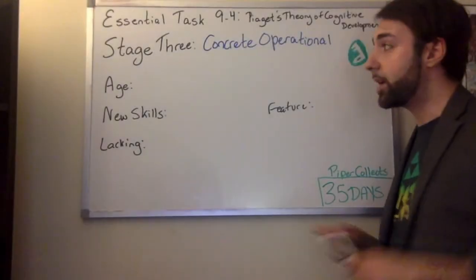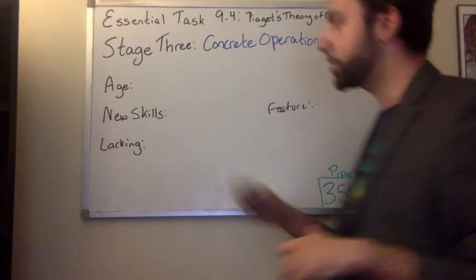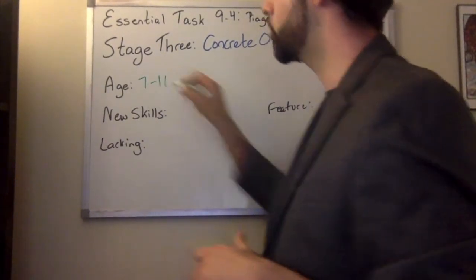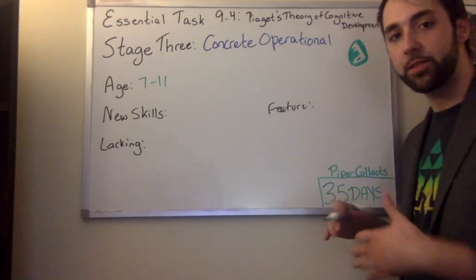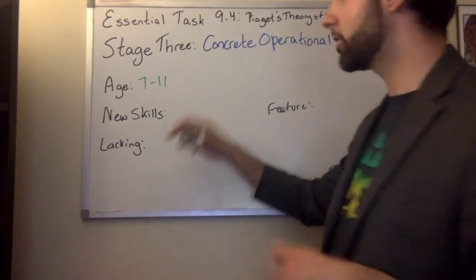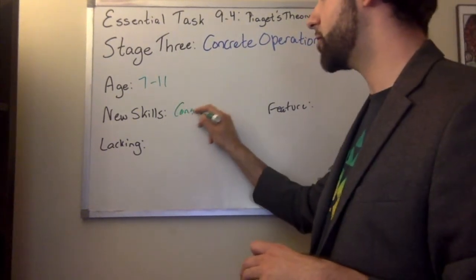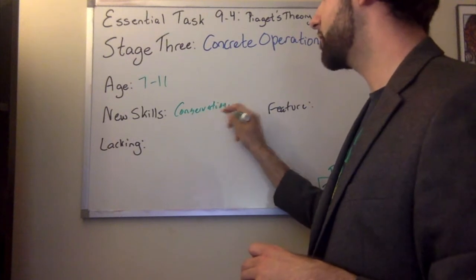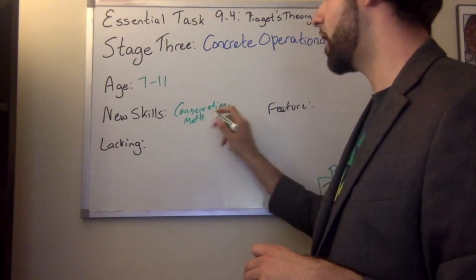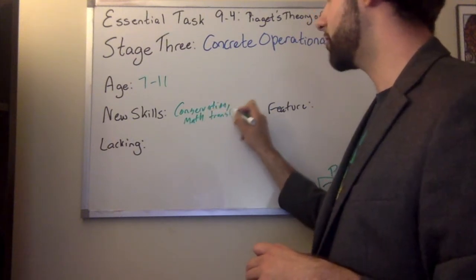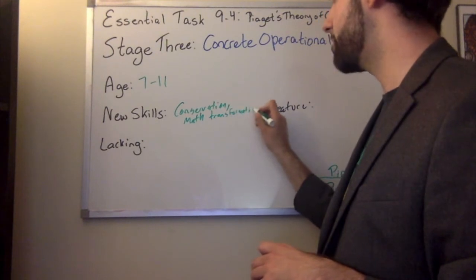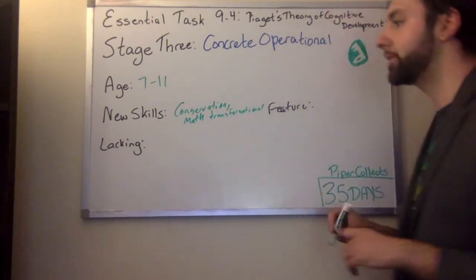The third stage is what we call the concrete operational stage, and we're looking at the years of about 7 to 11. A couple new skills clearly developed by this age. Children at this point definitely have conservation, and their math skills really begin to take off. They can start to do sort of transformational math problems, which is a big advance. So those are really some of the skills.